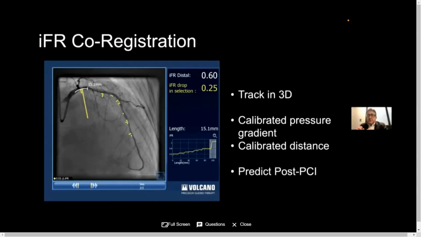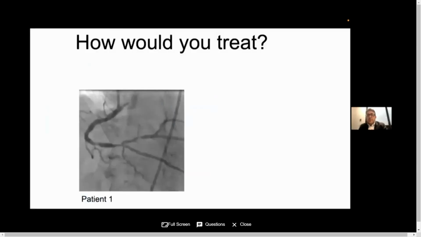Each dot, as I said, represents a unit of IFR, and you can see the computer has added these dots up for us in the screen here and said there's 25 units. This is over a 15 millimeter segment. We know this because everything is calibrated in these systems. And what that means is if we were to do perfect angioplasty and relieve all of this energy loss here, we would increase the distal IFR from 0.6 to 0.85. So it helps us predict future PCI ahead of actually opening up a balloon or stent.